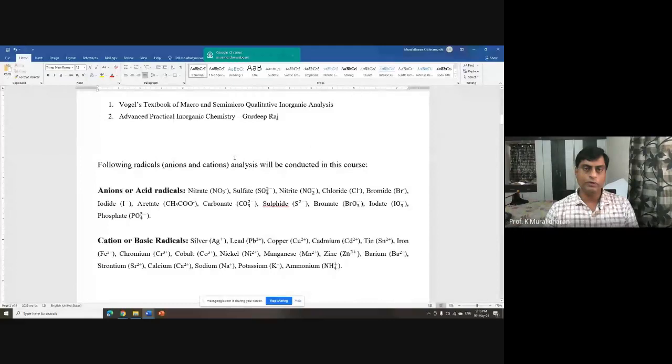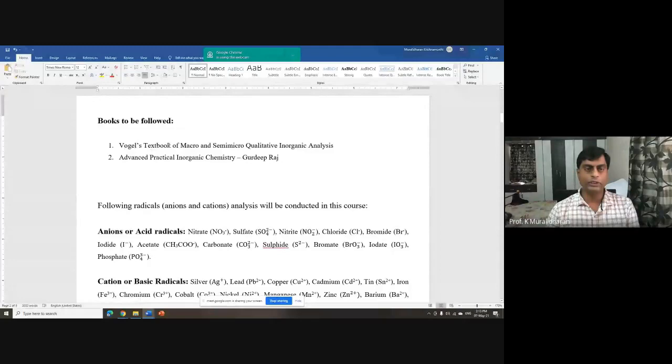As we mentioned, this is Vogel's textbook of macro and semi-micro qualitative analysis, and one Indian author's book is also given. These books are available in our library. You can take them when you get an opportunity. Otherwise, you can look at it on our website. I think last time Professor Bhaskar told you that you may be able to download this for free from some websites also. But it is available for 400, 500 rupees. If somebody is interested, you can purchase it.